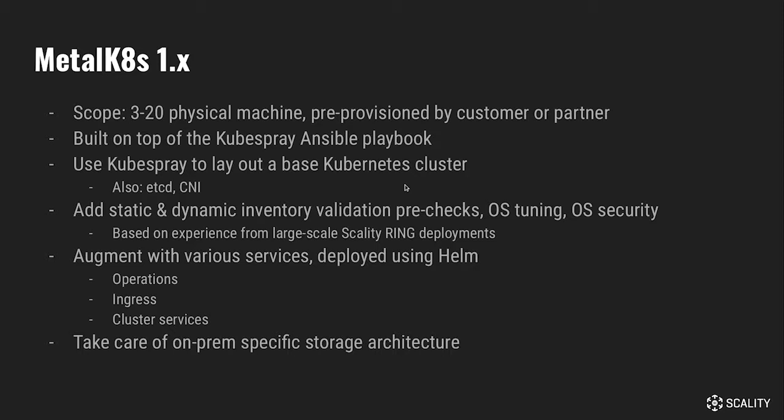We added on top of stock Kubespray a lot of static and dynamic inventory checks, operating system tuning, and operating system security, all of this based on the experience we have with deploying all of this as part of Ring. So it doesn't really change whether you are deploying your product as RPMs on a Red Hat system or you are deploying Kubernetes, not necessarily as RPMs, but still on the Red Hat system. To a certain extent, the level of security measures you want to take in the system are the same.